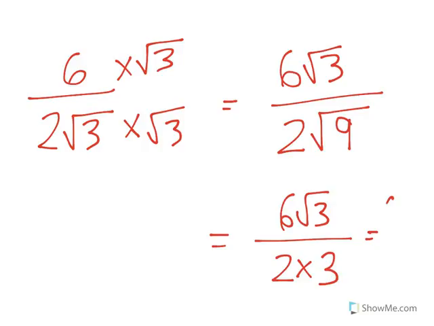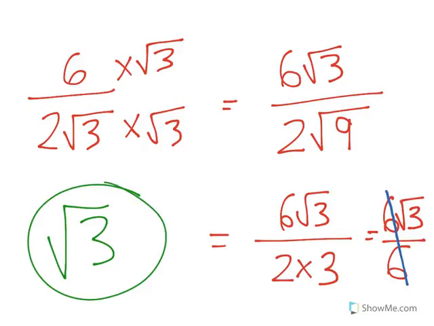And then I can simplify that again. That gives me 6 lots of root 3 over 2 times 3, which is 6. And then also the 6 divided by 6 cancels, because 6 divided by 6 is 1. So I'm left with just 1 lot of root 3 as my final answer.